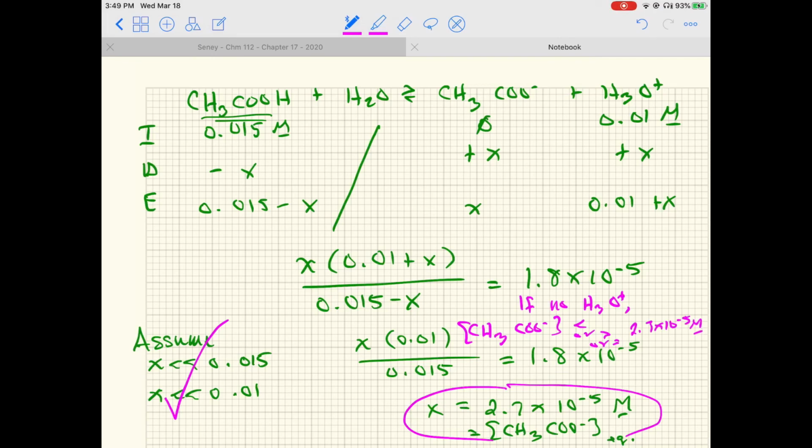Well, if it's shifting left, that means we would make less acetate. And so what we find out is if we did this same problem and instead up here started with 0 and went through the whole work, we would find out that x is equal to 5.2 times 10 to the negative 4 molar, which is much bigger. So I'm going to bring this to another page so that we can see everything.